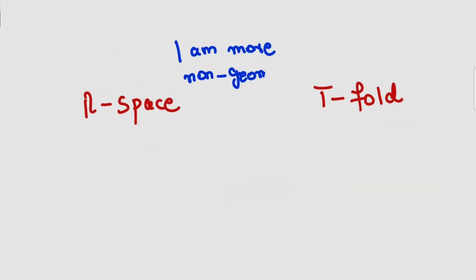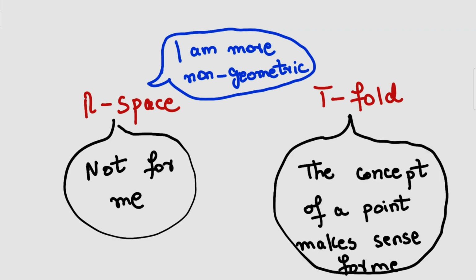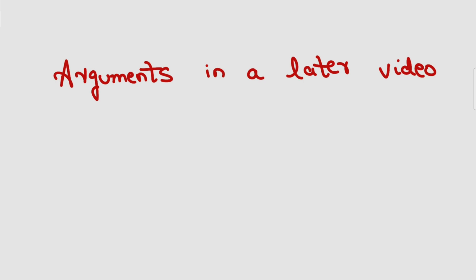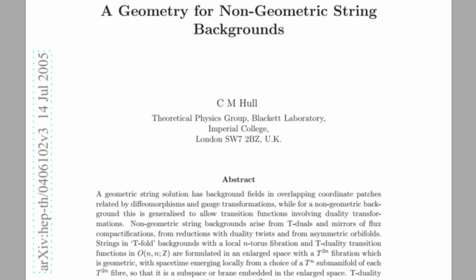R space is even more non-geometric than the T-fold, because it isn't geometric even locally. Arguments can be given that suggest that the concept of a point doesn't make sense for R space. I will postpone these arguments for a later video. We don't understand R space very well. Interested viewers can read this review or read these original papers.